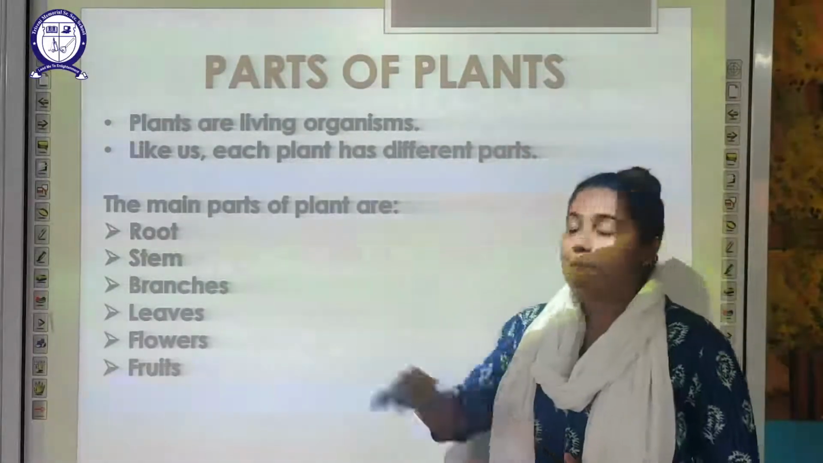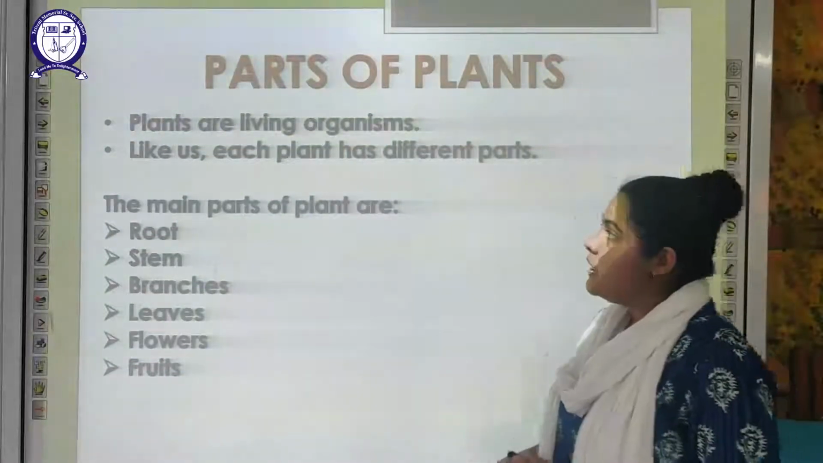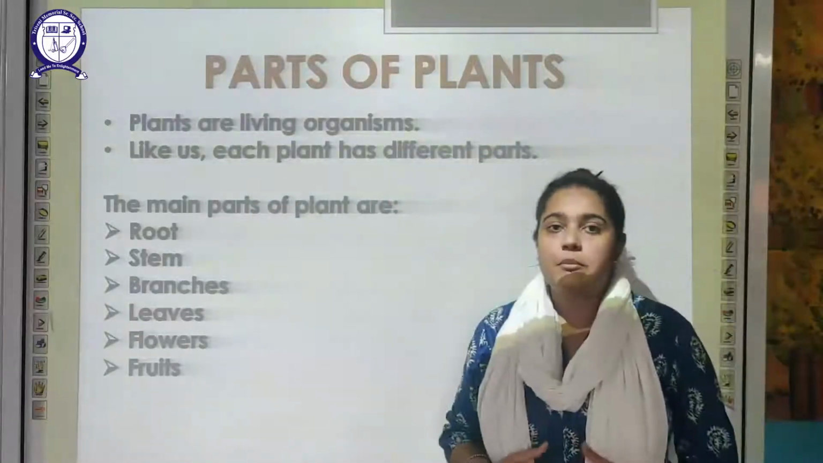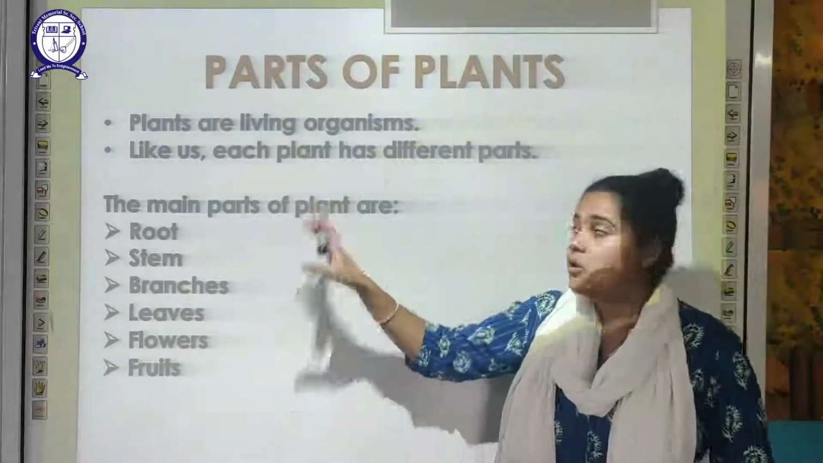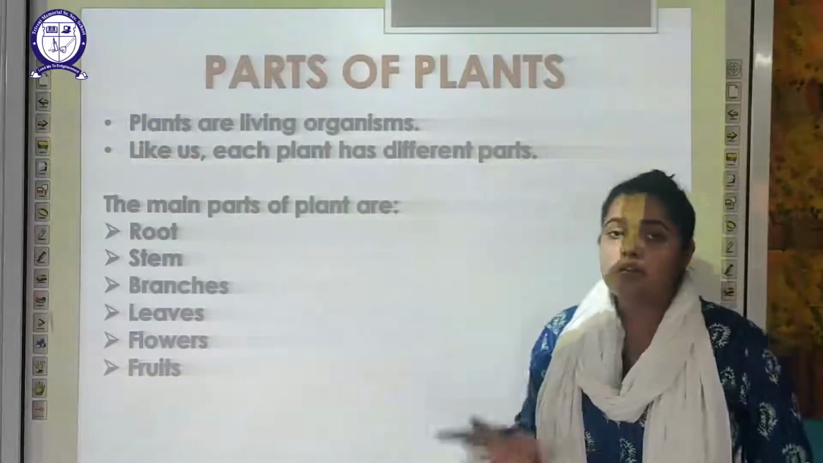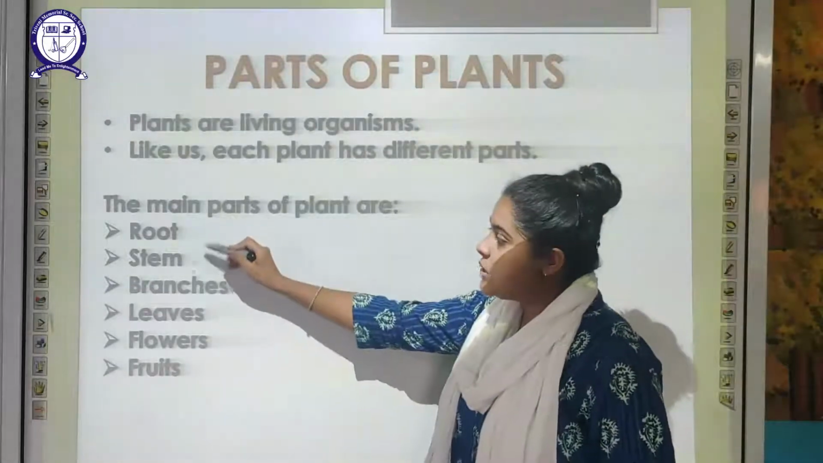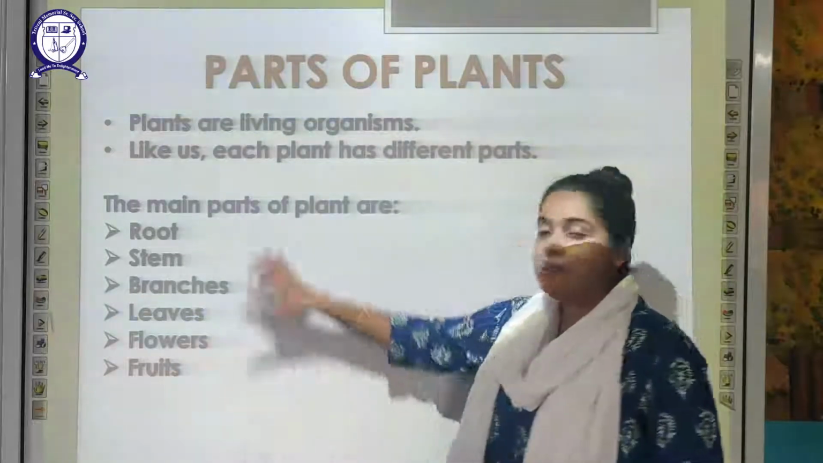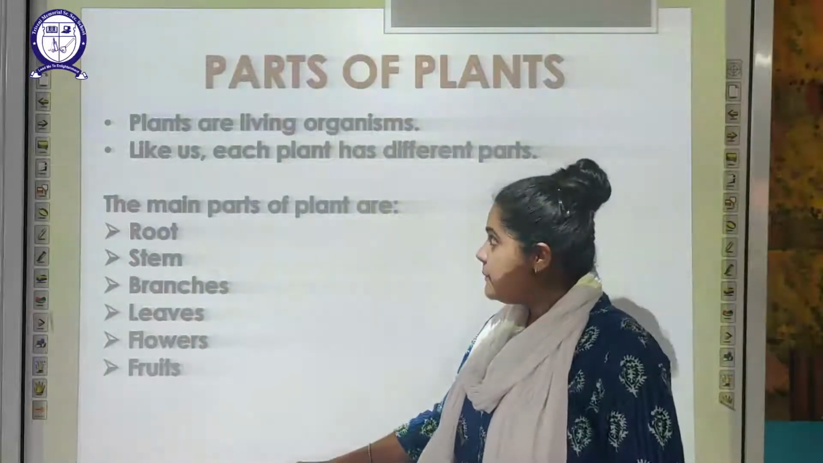So as you know, plants are also living organisms like us and animals. So like us, each plant has different parts. As you know, our body is made up of different parts. Similarly, plants also have different parts. So what are the main parts of the plant? The first one is the root, then stem, branches, leaves, flowers and fruit. So these are the main parts of the plant. So let us discuss one by one, students.